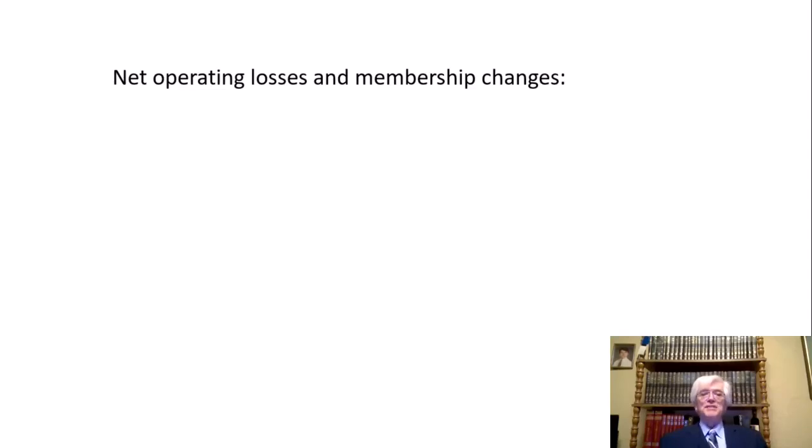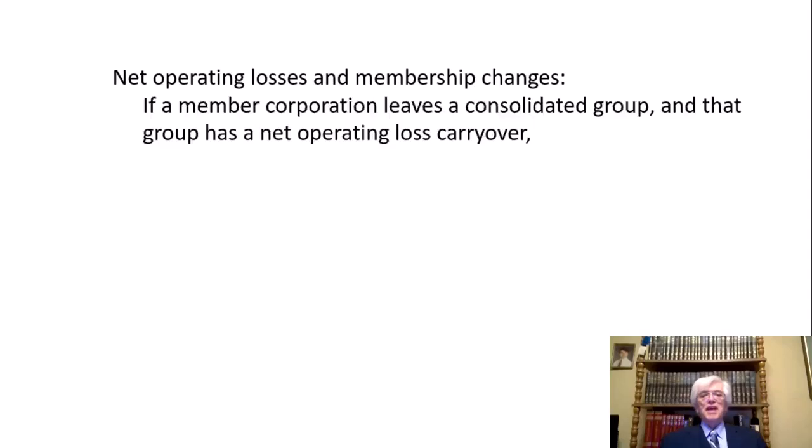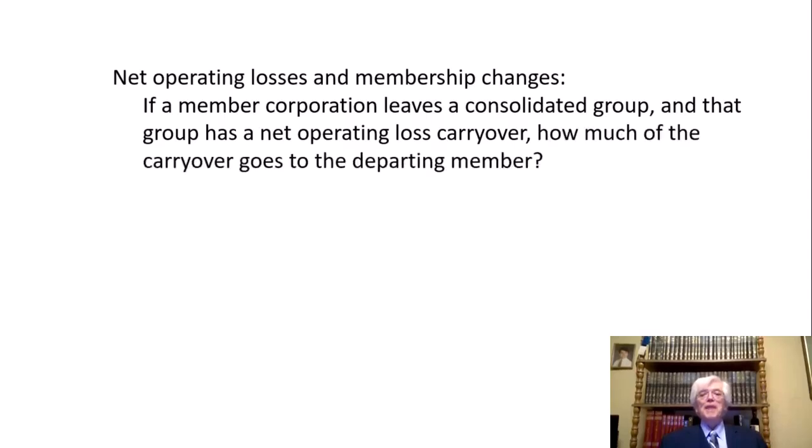Net operating losses are interesting because what do you do if you've got a net operating loss and membership changes? There's an example in the book. If a member corporation leaves the consolidated group and that group has a net operating loss carryover, well, then when the member corporation leaves, does it take any net operating loss with it? And if so, how much?